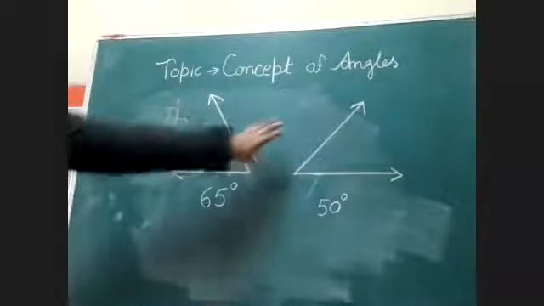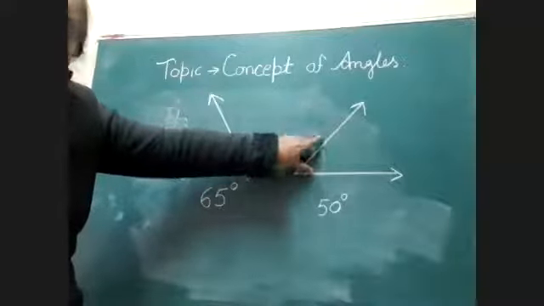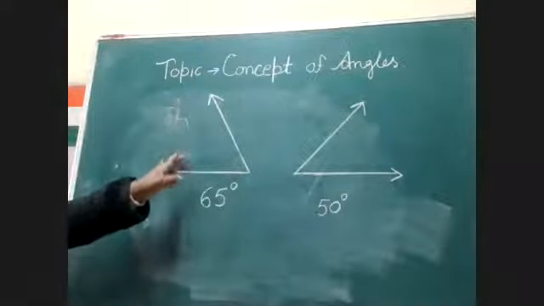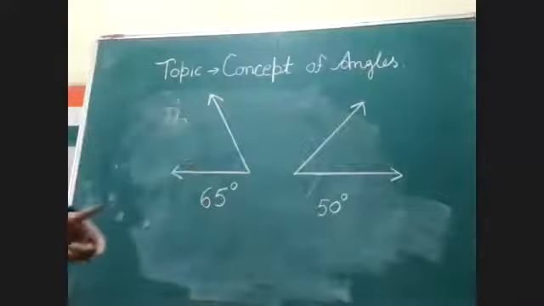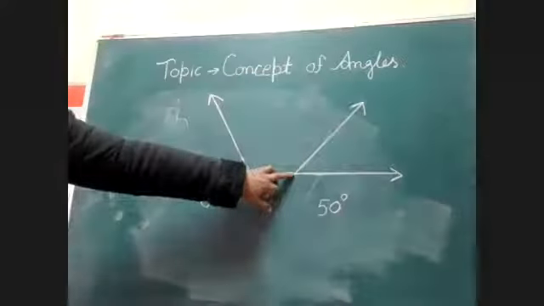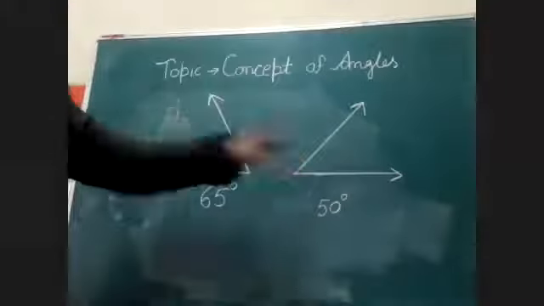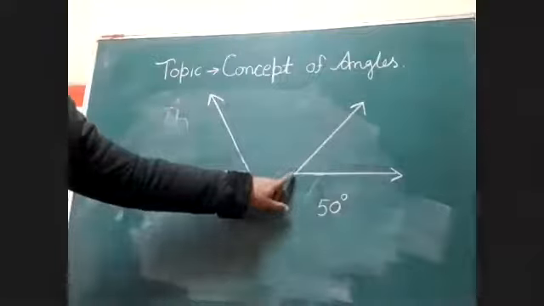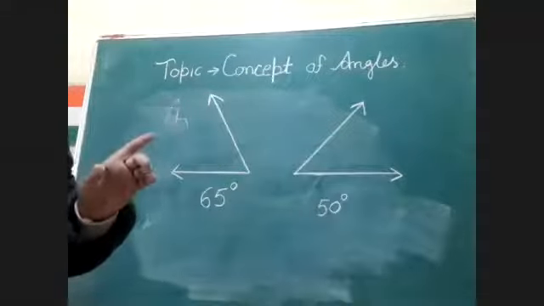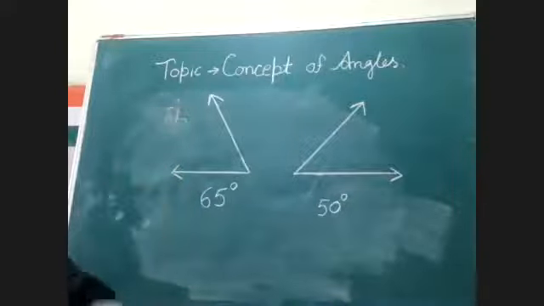Here, beta, in this angle, we use the inner scale. To measure this angle, we use the inner scale. And to measure this angle, we use the outer scale. The rule is the same. Put the center at the vertex and join the ray from the base of this protector. Put the center at the vertex and match these two lines. Then always start from 0. 0, 10, 20, 30, 40 up to here.